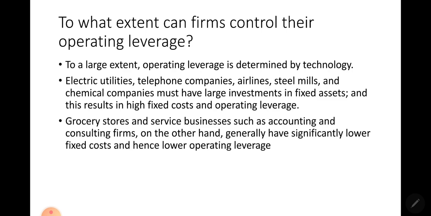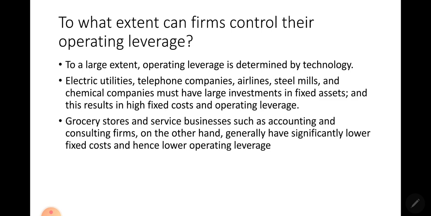Now, to what extent can firms control their operating leverage? The answer is, to a large extent, operating leverage is determined by technology. So, electric utilities like telephone companies, airlines, steel mills that are more capital intensive will have higher fixed costs, and because of that they will have a higher operating leverage. Now, higher operating leverage means that a small change in sales will have a large change in return on equity over here in these businesses.